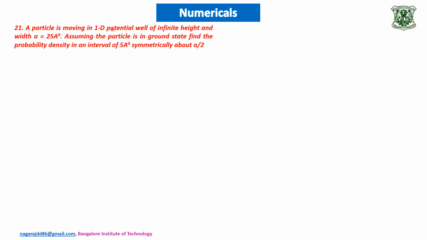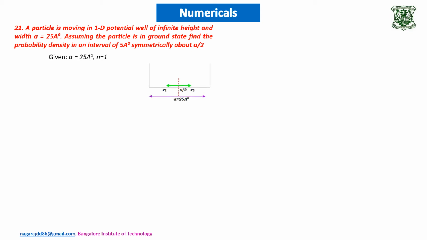As usual, a particle in a one-dimensional potential well is given, and the width of the well is 25 angstrom and infinite height. He says the particle is in the ground state, so n is equal to 1. But what is your requirement? You need the probability density. From where to where? Over an interval of 5 angstrom, symmetrically about a by 2. This particular part I will explain with the help of one diagram.